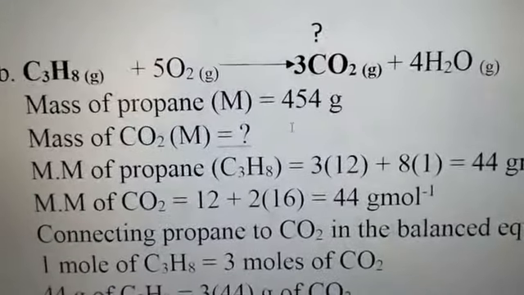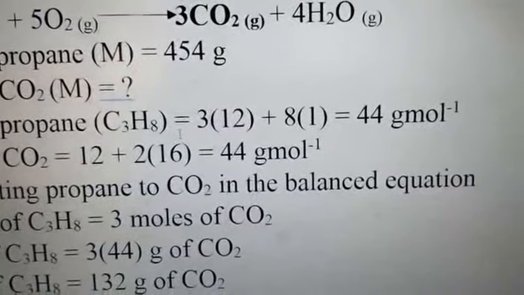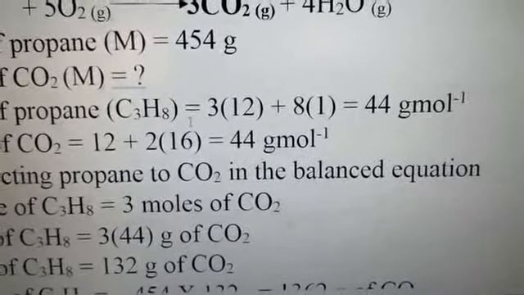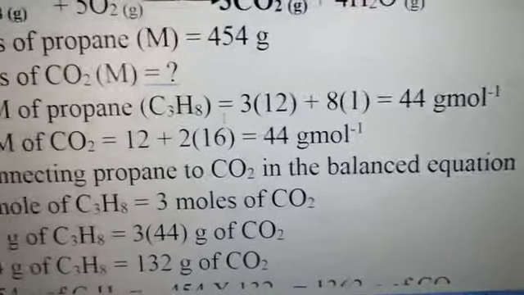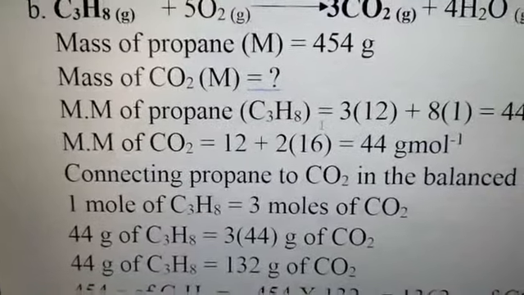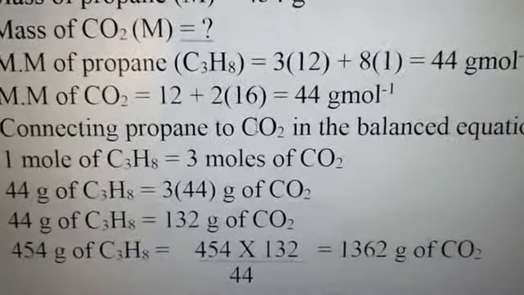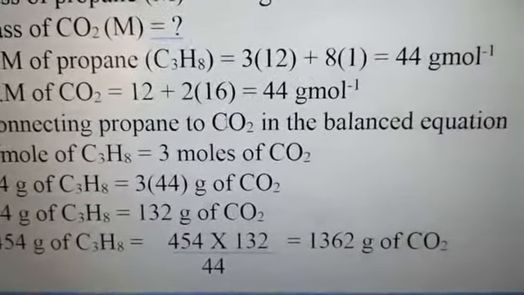Then we'll find the molar mass of the known substance propane, which has been done before. 3 times 12, that is 3 atoms of carbon times 12. Hydrogen is 8 times 1, 8 atoms times 1, giving us 44 grams per mole. And the molar mass of the unknown substance we're looking for, CO2. Carbon is 12, oxygen is 16 times 2, that is 32, plus 12, again 44 grams per mole.